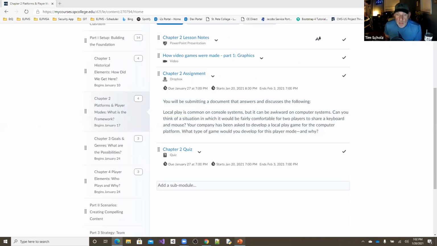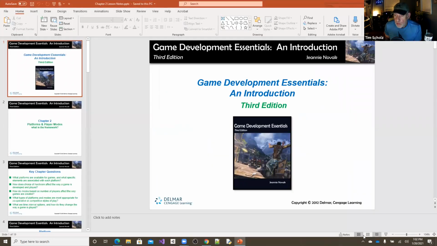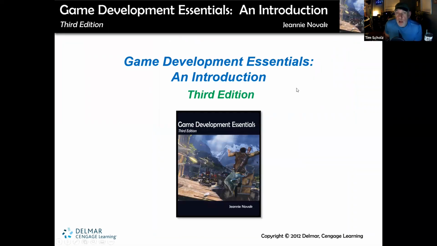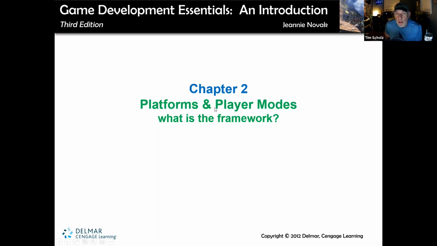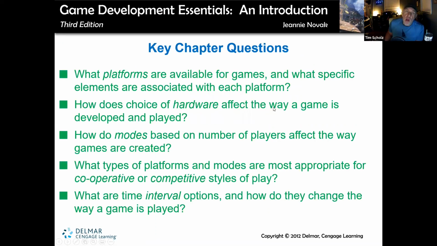So with that, I'm going to move into the lesson. This week, as you see, it's coming straight from the book. We're going to be talking about platforms and player modes, or the framework of games. The key things this chapter talks about are what platforms are available for games, what specific elements are associated with each of the platforms, and how the choice of hardware affects the way a game is developed and played.